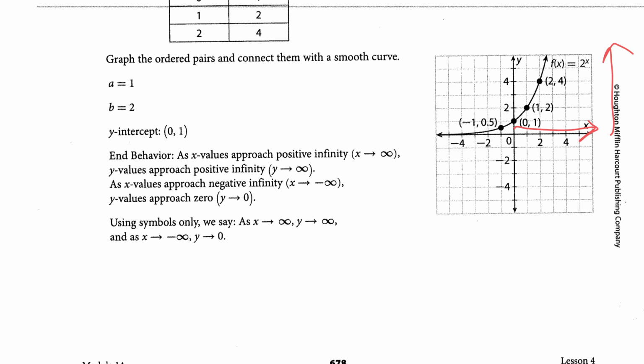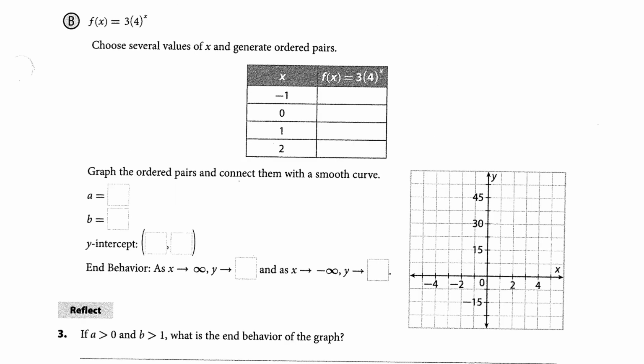As the x values approach negative infinity, so as we're moving to the left, the y values are getting closer and closer to 0. Using symbols only, we say as x approaches infinity, y approaches infinity, and as x approaches negative infinity, y approaches 0. For f of x equals 3 times 4 to the power of x, choose several values of x and generate ordered pairs.